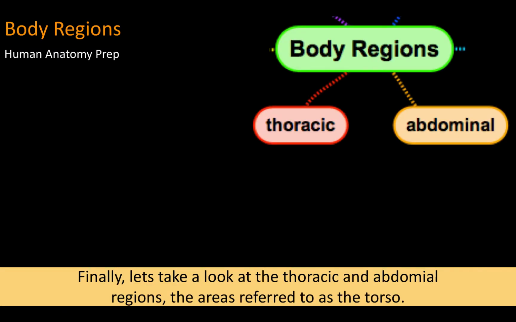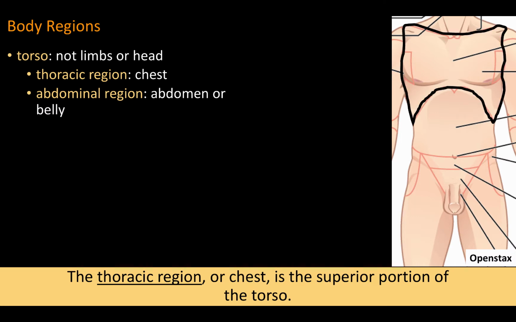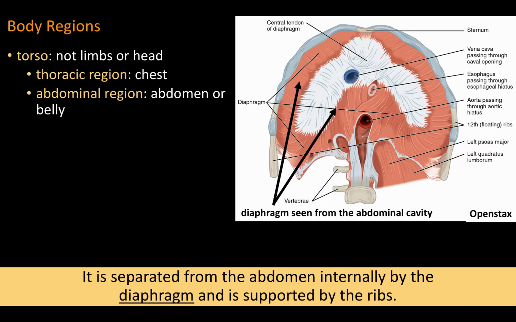Finally, let's take a look at the thoracic and abdominal regions, the areas referred to as the torso. The thoracic region, or chest, is the superior portion of the torso. It is separated from the abdomen internally by the diaphragm and is supported by the ribs.